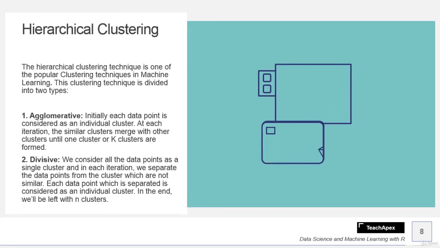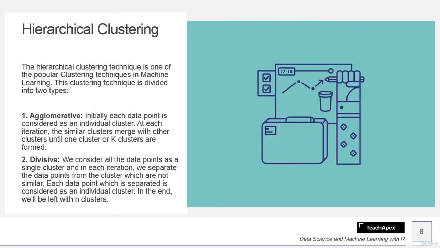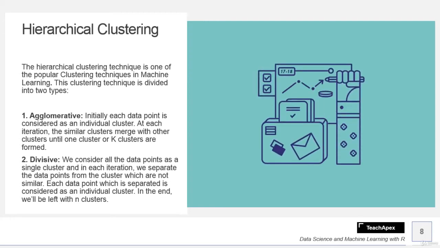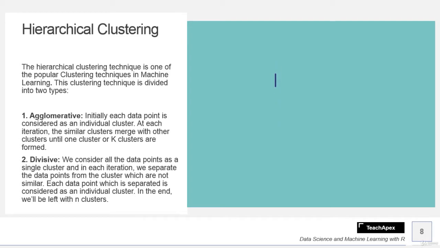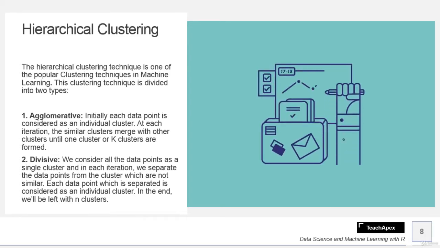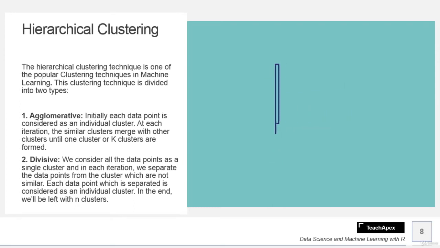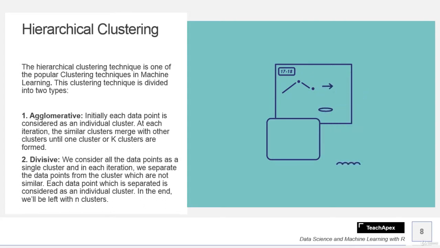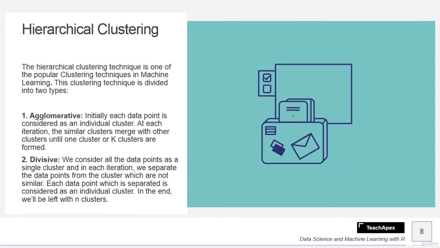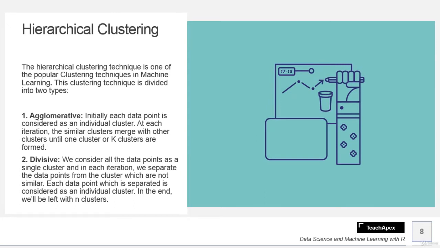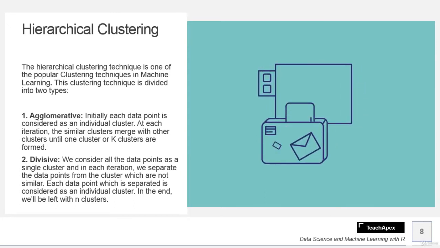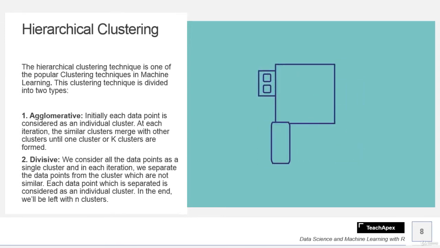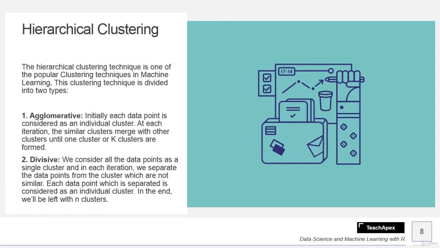This comes under the agglomerative approach, where we get individual clusters, and with each iteration the similar ones are merged with other clusters until K clusters are formed. In divisive, we consider all the data points as a single cluster, and in each iteration we separate the data points from clusters which are not similar. In the agglomerative case, we have the similar ones merged, but in the divisive case the data points are separated from the cluster which are not similar.